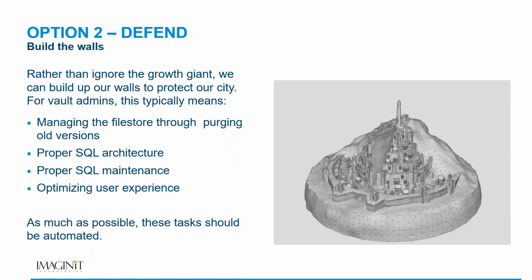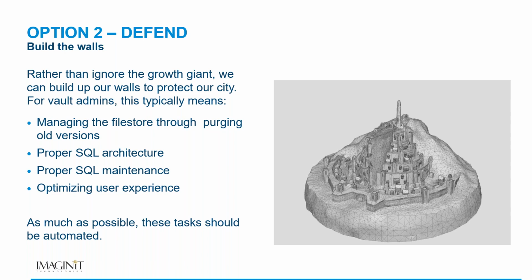So what this typically means for Vault administrators, a big one is managing the file store through purging old versions. The size of our file store is dependent on the number of versions, so that's something we can consider. Also, proper SQL architecture, and I'll talk about that in a moment, the idea of SQL maintenance, and then optimizing user experience. As much as possible, these tasks should be automated. We can have scheduled tasks that kick off some of these things and put that in place.